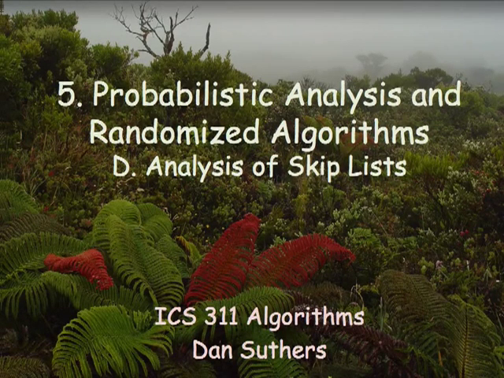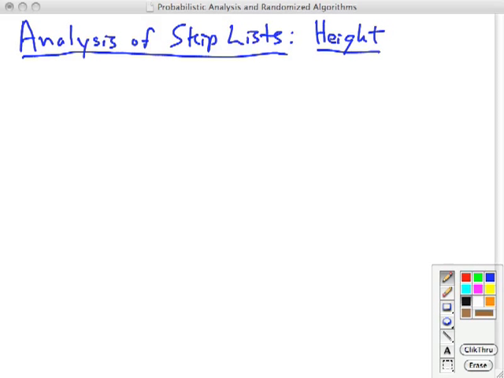In this final screencast of Topic 5, we're going to analyze the performance of skip lists. Okay, in order to analyze the complexity of the skip list operations, the first thing we need to do is to have some kind of bound on the expected height of the skip list. How many levels are there in a skip list?